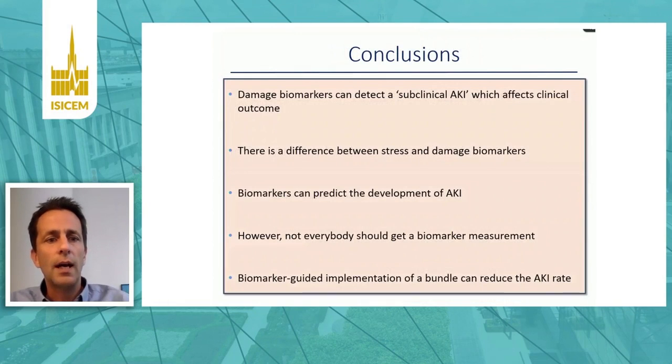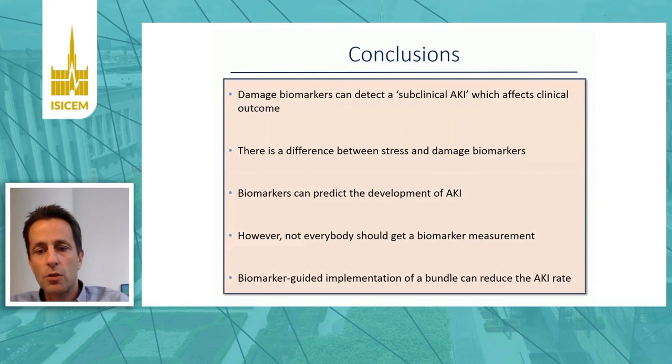So in summary, I can say damage biomarkers can detect the subclinical AKI, which affects clinical outcome. There's a difference between stress and damage biomarkers. Biomarkers can predict the development of an acute kidney injury. However, not everybody should get a biomarker measurement, and biomarker-guided implementation of a bundle can reduce the AKI rate.